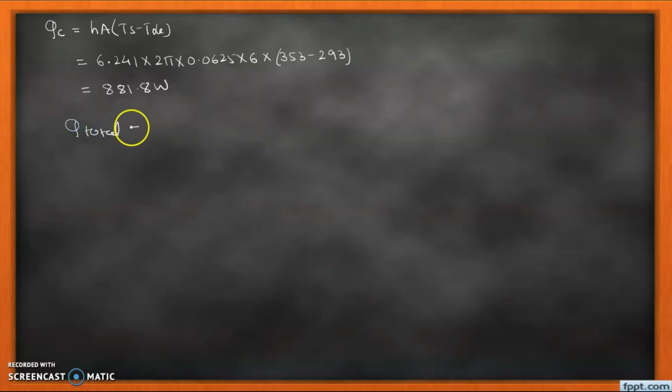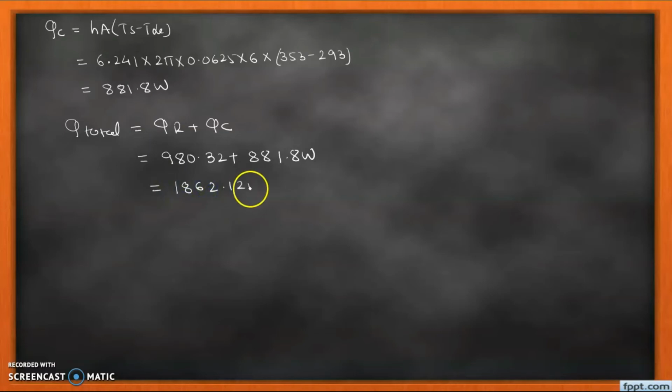And from the values of Q radiation and Q convection, we get the Q total. So Q total equals QR plus QC, and we get the QR 980.32 and the QC is 881.8 watt. So finally we get the total heat loss from the pipe as 1862.12 watt. And now students, using the values of QR and Q total, we are able to calculate the heat transfer coefficient for overall as well as for the radiation.